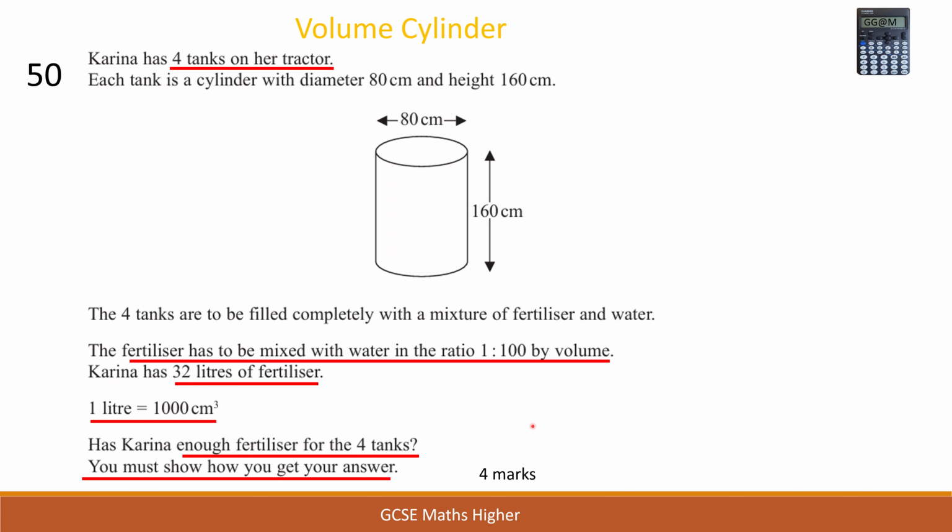Then you need to look at, once you've got the volume, you need to work out the ratio of how much is fertilizer to water. So you need to work out how much is fertilizer, because we've got 32 litres of fertilizer in there, and you've got to work out if that is enough for the 4 tanks.